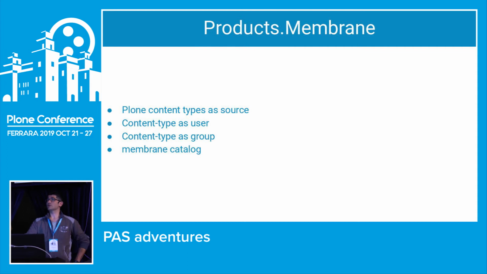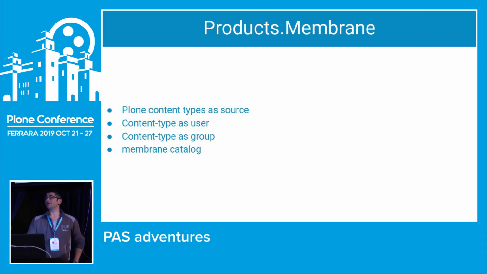So we can use Plone content types as a source. So instead of storing stuff in the plugins itself, we can store it in the Plone content. And so we can have a content type for a user where we can store, for example, the email, the address, the location, the title, if it's male, female, birth date, whatever you can think about.